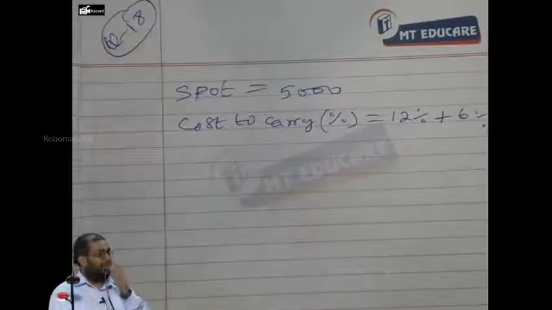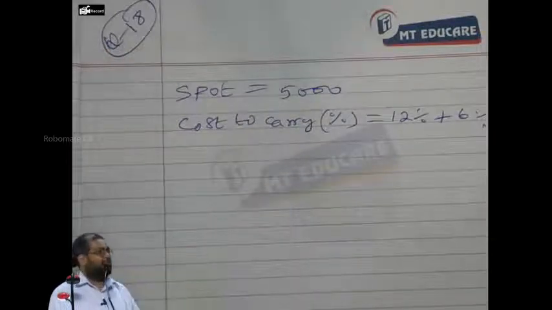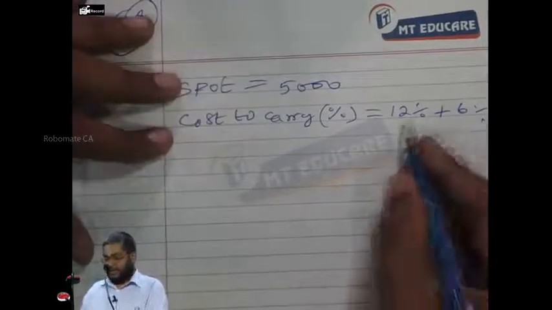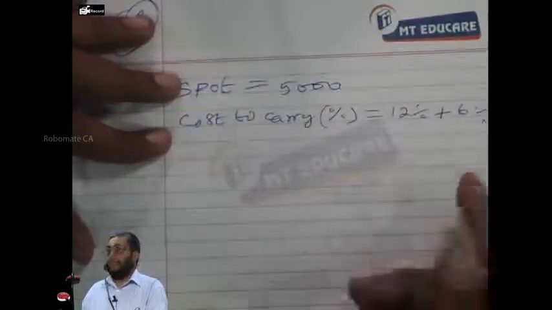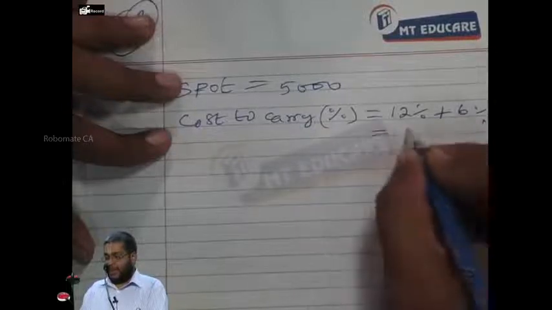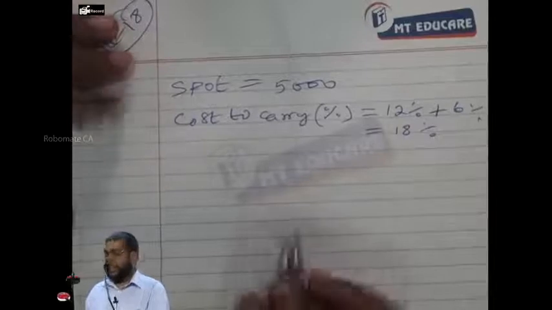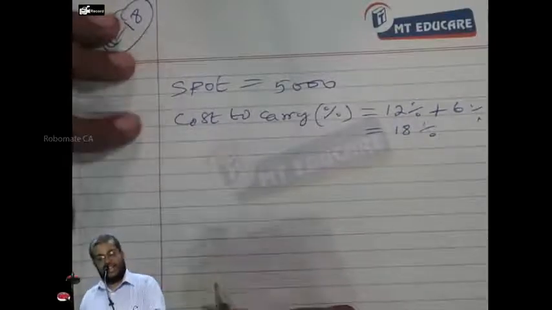Always, percentages should be annualized, as in e^(rT), where T is in years. Now it is going to be 12% per annum, and 0.5% per month becomes 6%. What is the carrying cost in percentage here? 18%. Cost to carry in percentage is 18%. Is everybody understanding it or not?